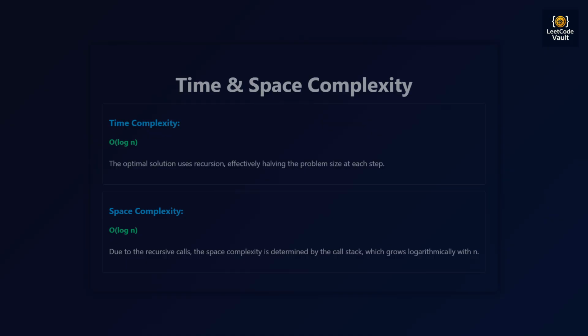Time and space complexity. Now, let's analyze the time and space complexity of our optimized solution. The time complexity is O(log n), due to the recursive nature of the exponentiation by squaring. Each recursive call effectively halves the exponent, leading to logarithmic time complexity. The space complexity, however, is O(log n) as well, because of the recursive call stack.